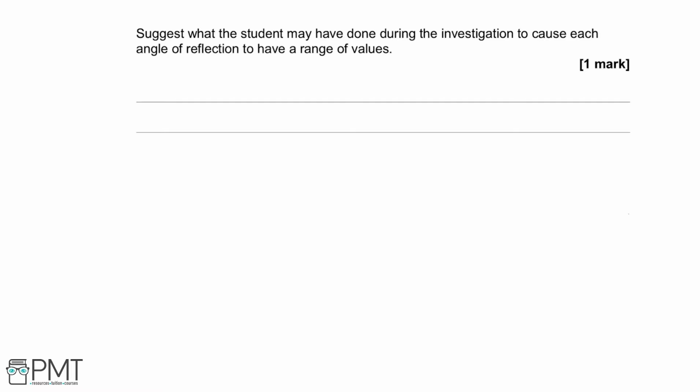Next, we should suggest what the student may have done during the investigation to cause each angle of reflection to have a range of values. So now we're not saying it was to do with the random error. We're saying what that random error was. There are many answers for this, and the mark scheme says that any practical and valid suggestion will get you the mark. So if what you write makes sense and that would cause it, then you'll get the mark. Some examples would be misjudging the centre of the ray.